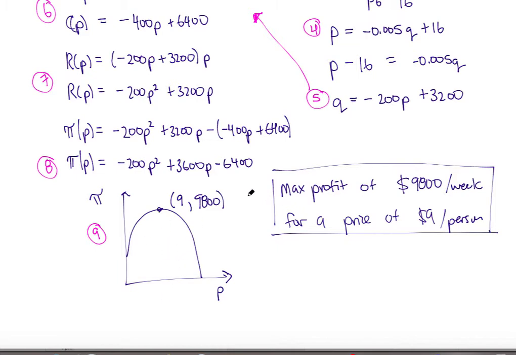Then a really important step that is sometimes overlooked is make sure you interpret that information. Don't just leave it as this graph and this point. Make sure you say the maximum profit is $9,800 and the price is $9.